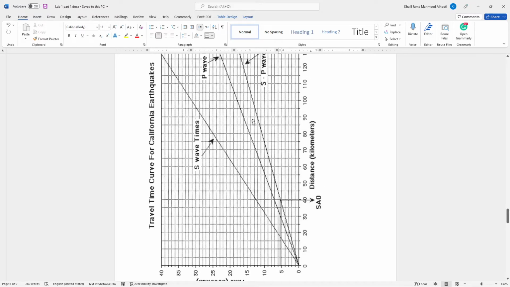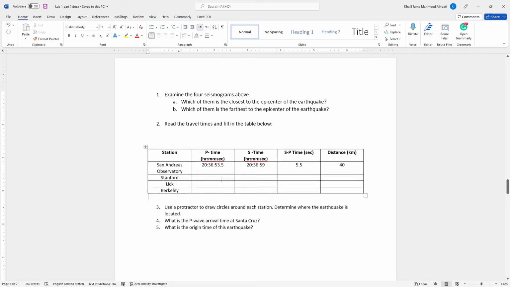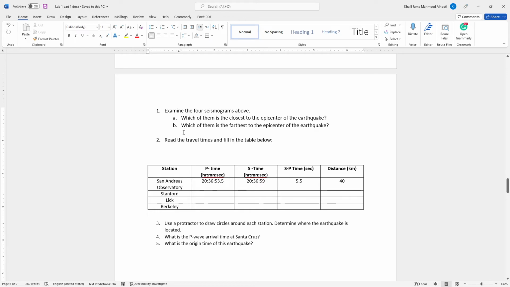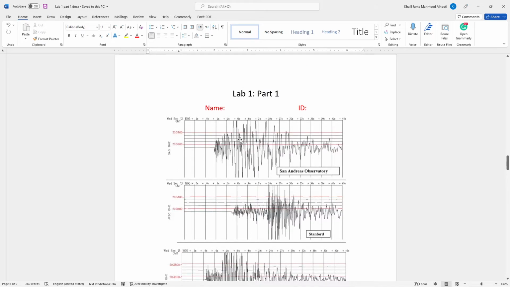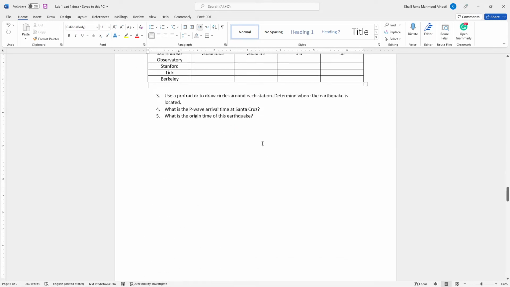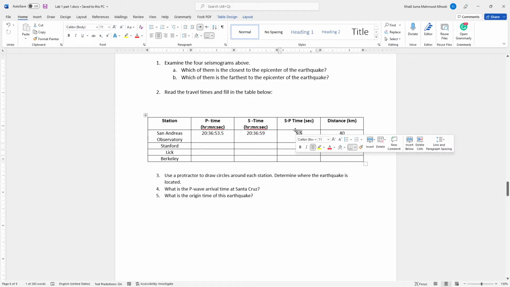Do the same for the other three, and record the value here. And try to answer these questions. Examine the four. Which of them is the closest to the epicenter? Which of these locations is actually closer to the earthquake location? And which one is the farthest? Basically, you can tell by the difference in time between P and S. The larger the time, it will infer something, whether it's close or far. You have to decide yourself.